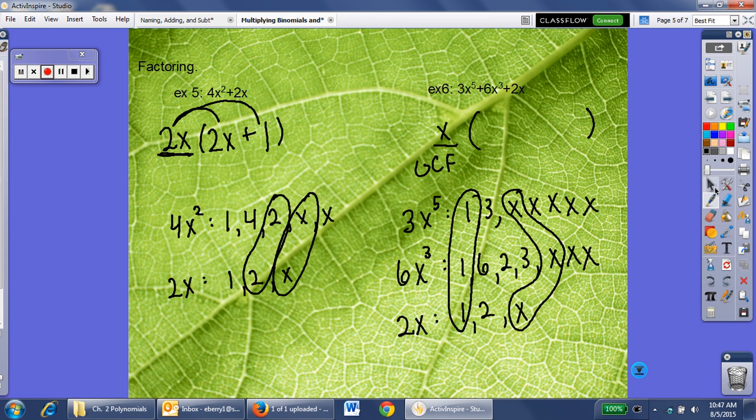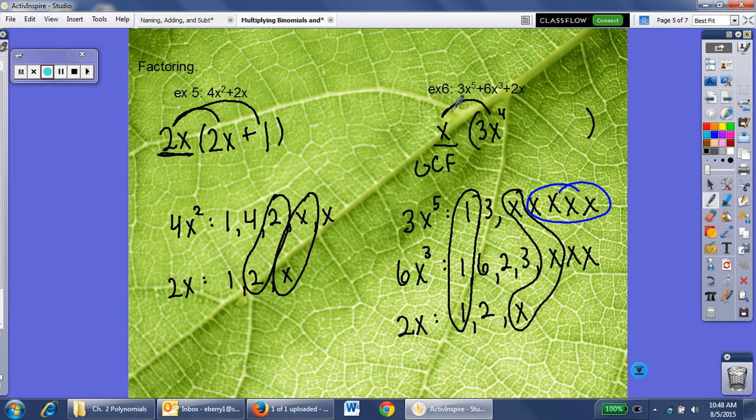Okay, so now let's reverse this by thinking, what do I need to multiply to get 3x to the fifth? I definitely need a 3. And how many x's are left over? Well, look at the remaining here. There are 4 left. So I can just put 4 here. x times 3x to the fourth gives me 3x to the fifth.